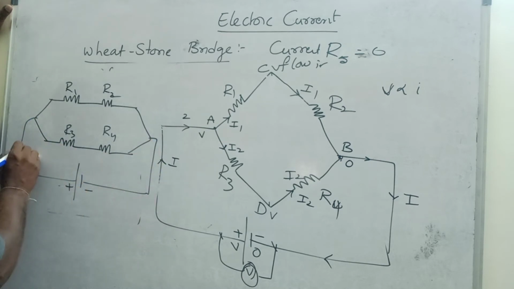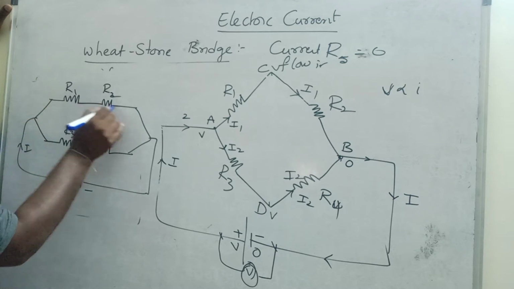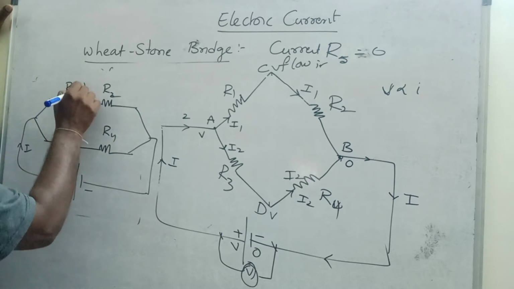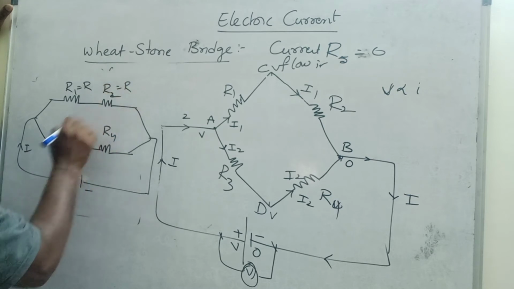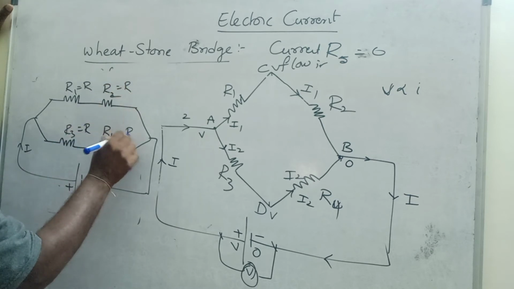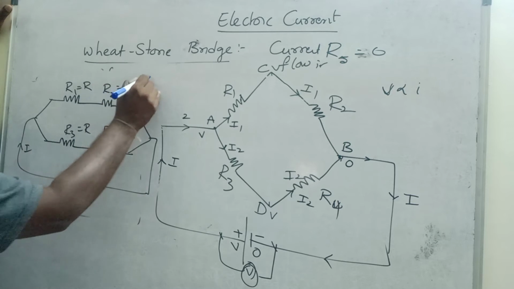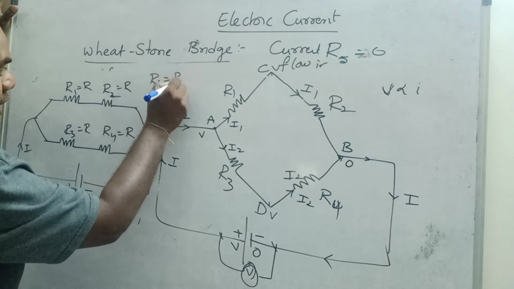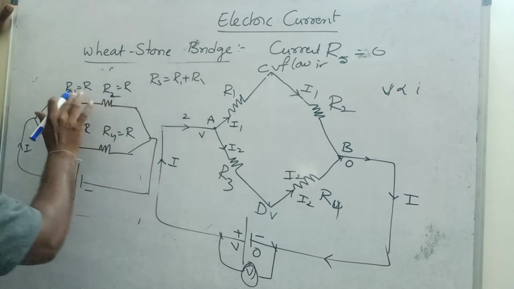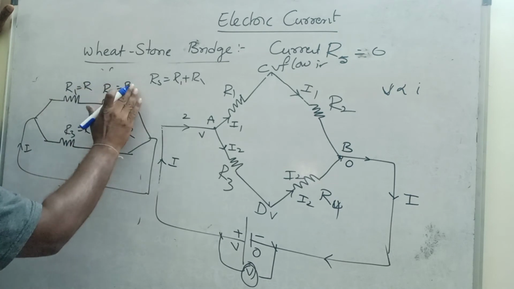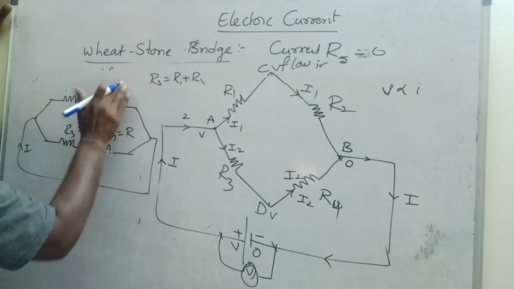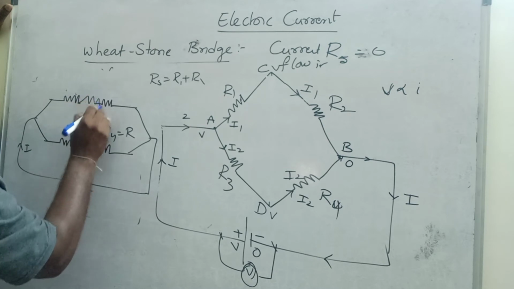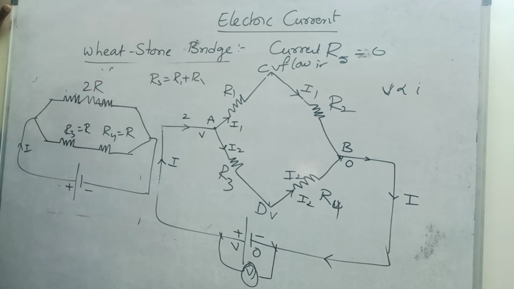Here this is the current I1, I2. These two are in series. Let us consider all are the same resistors, R. This is also R. So, what will happen in series? In series connection, direct addition, Rs is equal to R1 plus R2. This total is R plus R, 2R. So, this total resistance can be written as 2R, a single resistance.